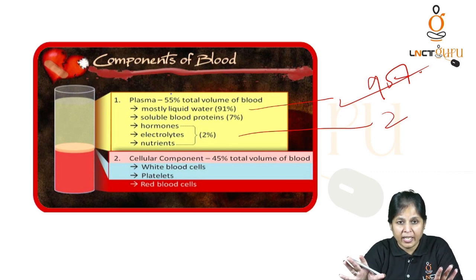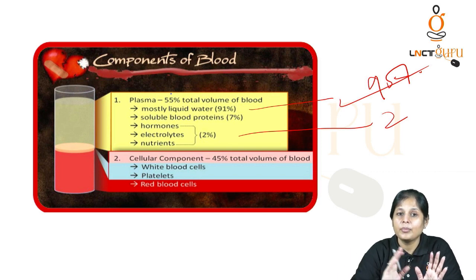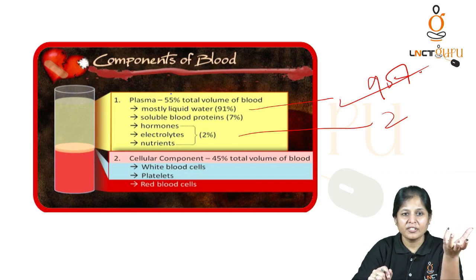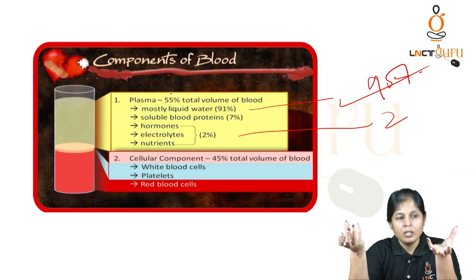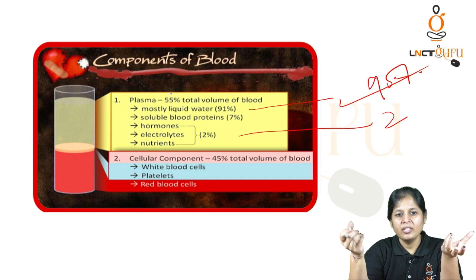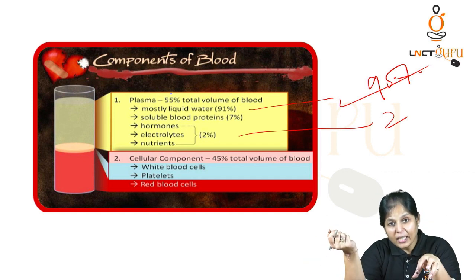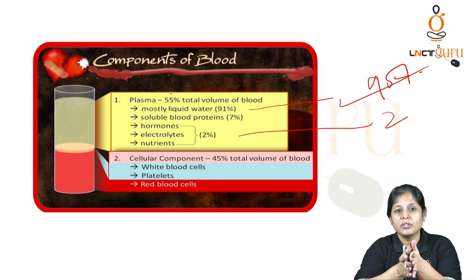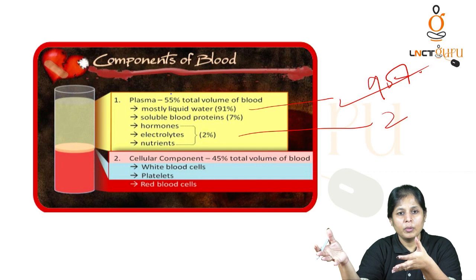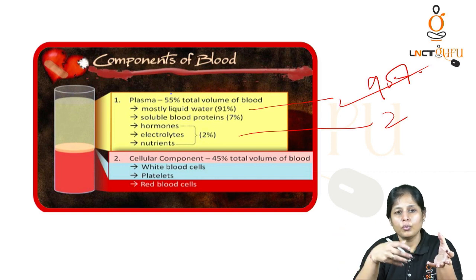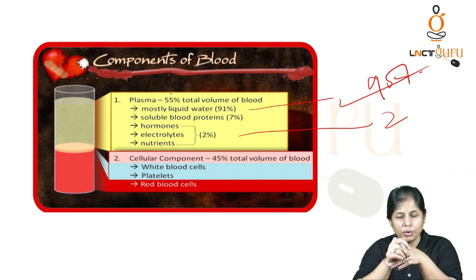We are talking about plasma right now. Plasma क्या है? It is 55% of blood. Blood में क्या है? Plasma है और cellular component है. Plasma कितना component है? 55%. The remaining 45 is your cellular component. Now plasma में क्या है? So plasma itself is 91% water. Around 7% you have your soluble proteins, and the remaining 2% is your hormones, electrolytes and the other nutrients.